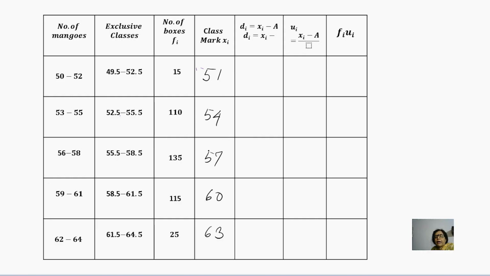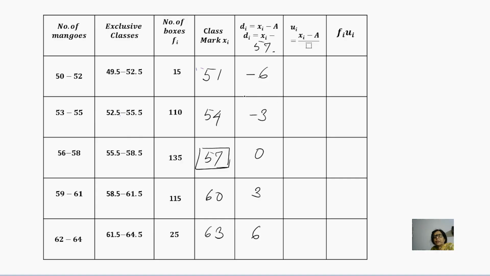Next is again we'll have to take one of them as the assumed mean. Supposing I take the exact middle one as the assumed mean, that is 57. I'll write down the differences of these class marks and the assumed mean. So 51 minus 57 is minus 6. 54 minus 57 is minus 3. This is 0, this is 3 and this is positive 6.